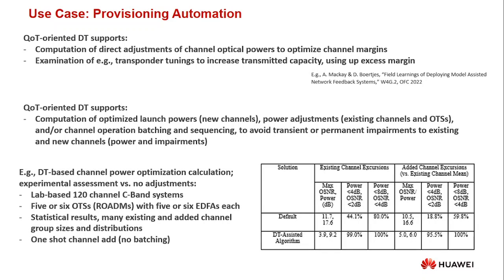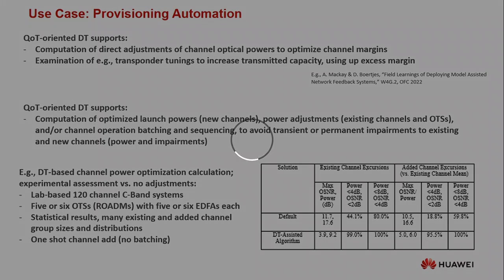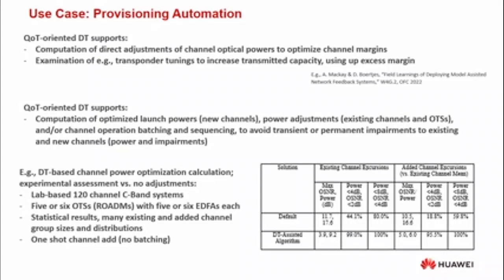And here are some experimental results using our optical digital twin. This is a lab-based set of very large 120-channel C-band systems, all with either 5 or 6 OTSs, that is ROADMs, and 5 or 6 EDFAs on each OTS, so 30 ROADM cascades. These are statistical results among many configurations of existing and added channel group sizes and distributions.